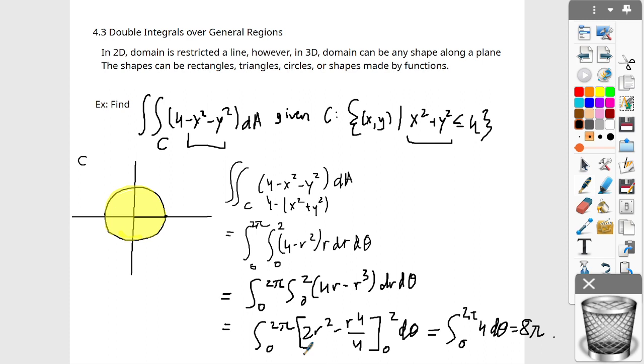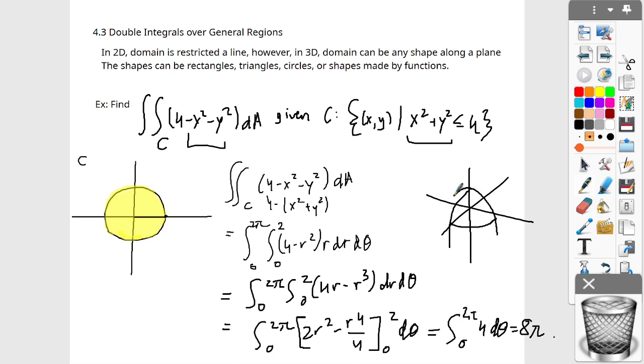We did something right. So that means that the area under the surface, 4 minus x squared minus y squared, which is a paraboloid, or the volume, I'm sorry, not the area. So what you're getting is something like this.